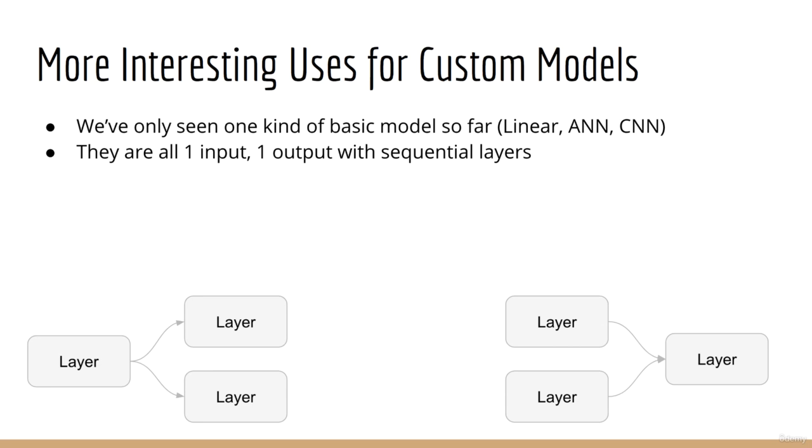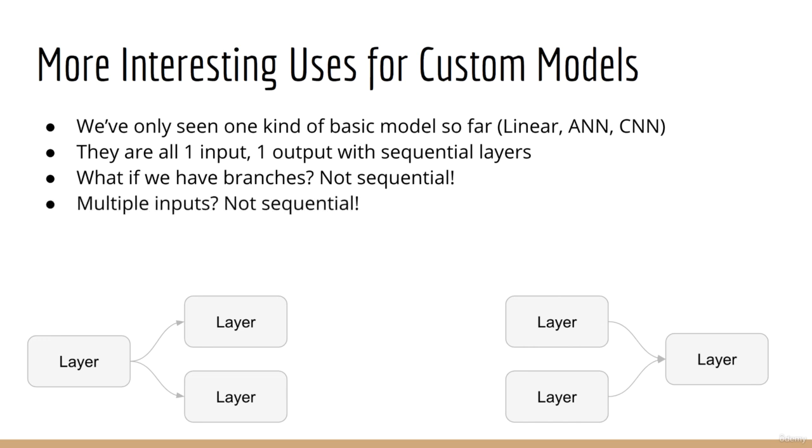Have you ever considered, what if I want my model to have branches? This by definition is not sequential, so you can't use nn.Sequential. What if I want my model to have multiple inputs? Same story, can't use Sequential because this is not sequential. What if I want my model to have multiple outputs? Same story, can't use nn.Sequential.